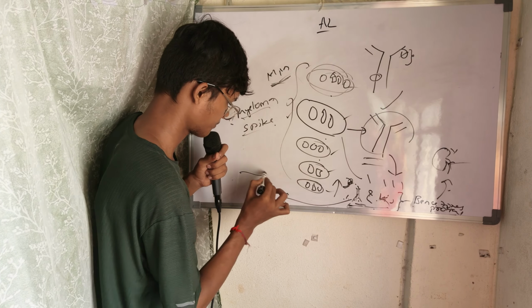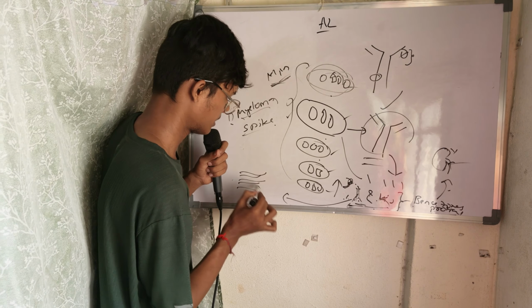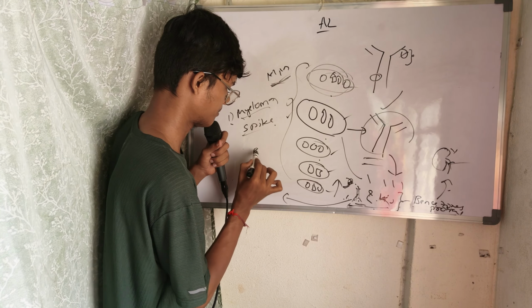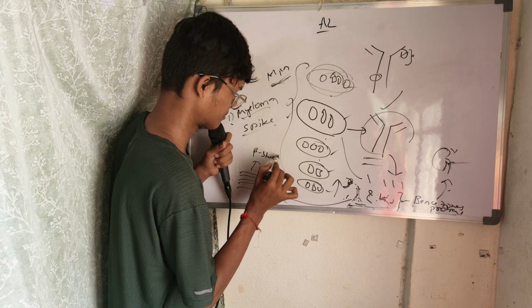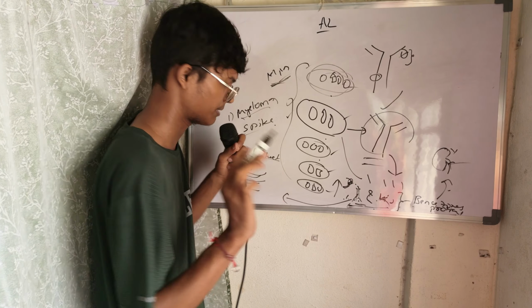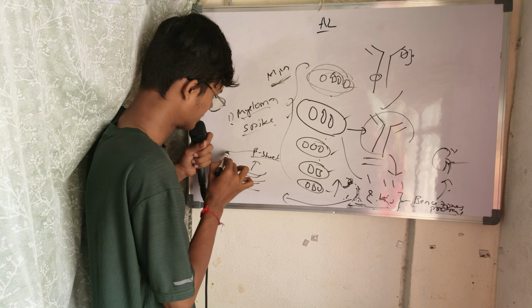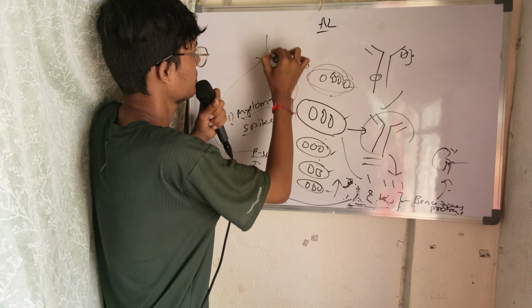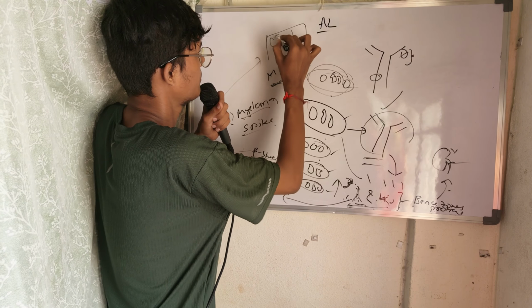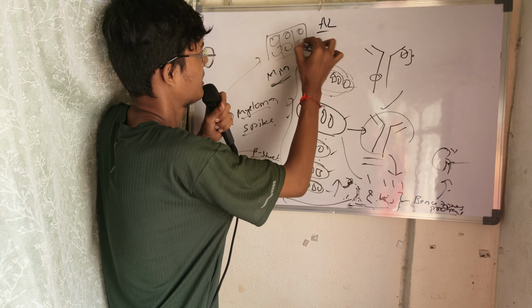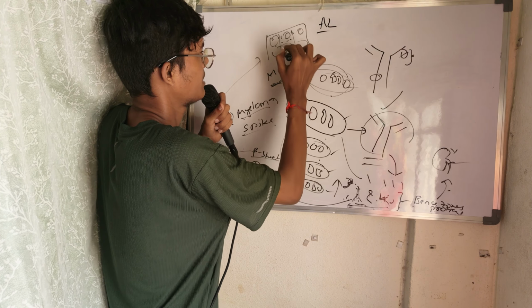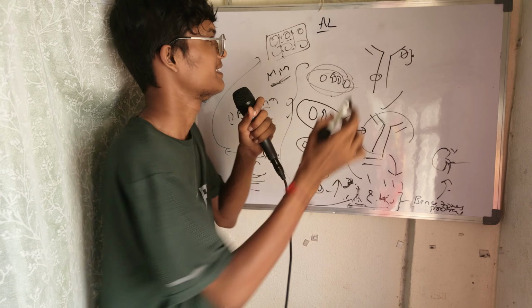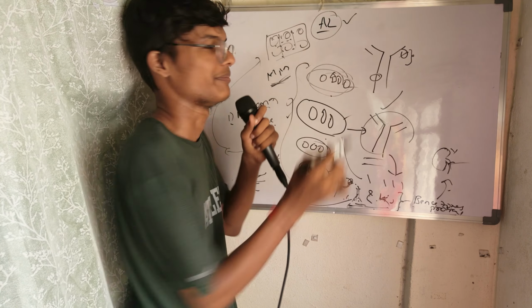These chains form fibrils, and these fibrils form a beta pleated sheet structure. This beta pleated sheet structure goes and accumulates in between the cells, in the extracellular matrix, which leads to amyloidosis as per our definition. Okay, this is the AL type.